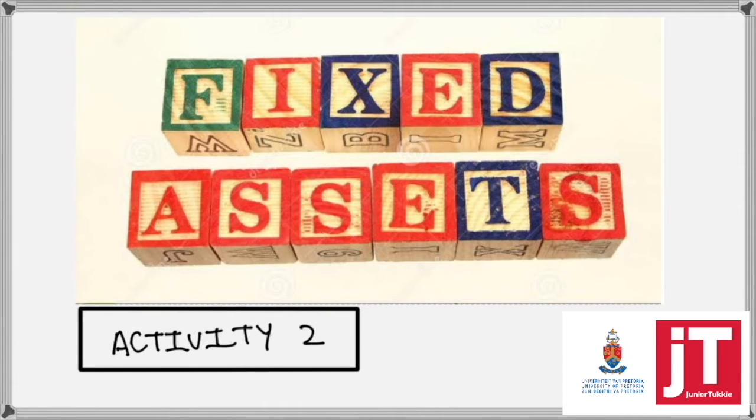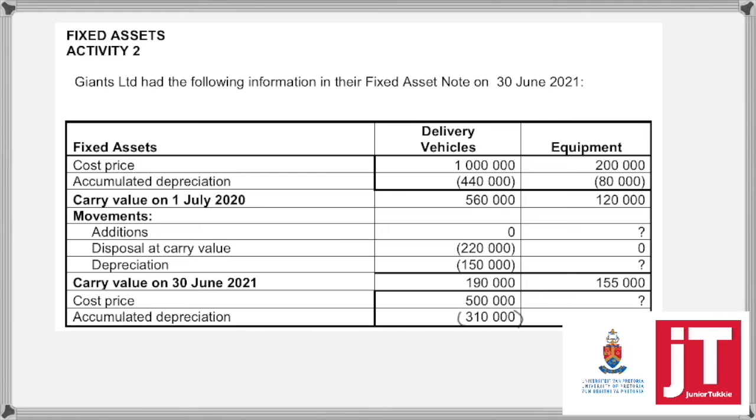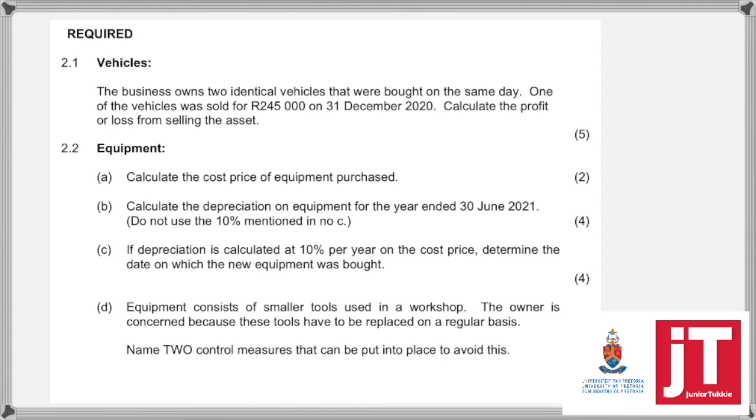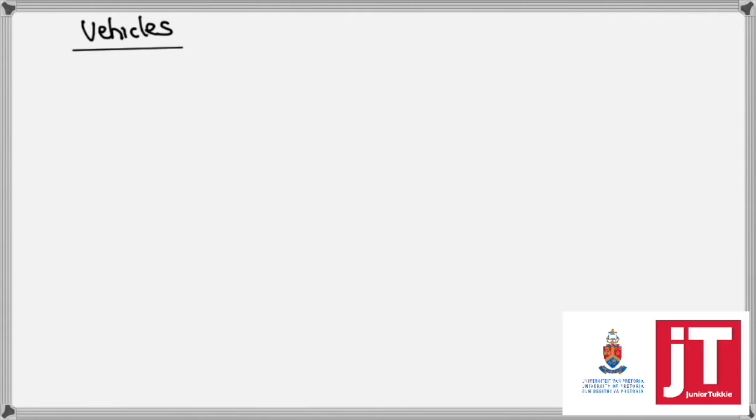Now, this is quite a challenging activity, so I'm going to go into detail while completing the questions. If I look at the information, they've provided us with a fixed asset note, and then I've got the questions that I need to complete. 2.1 is based on vehicles and 2.2 is based on equipment. We are going to look at each one of those individually. So starting with vehicles.